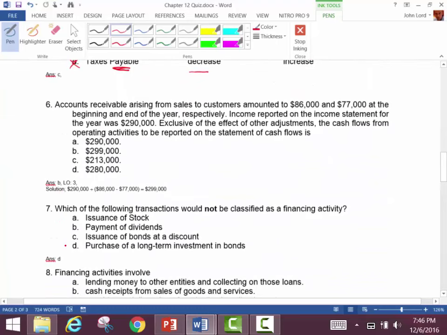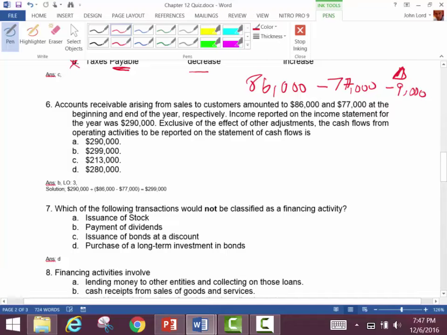Okay, let's look at something more like what you're going to see on your exam. Accounts receivable arising from the sale to customers amounted to $86,000 and $77,000 at the beginning of the year and end of the year, respectively. So we were at $86,000 and we've come down to $77,000. So what's the change here? We have a $9,000 decrease, don't we?